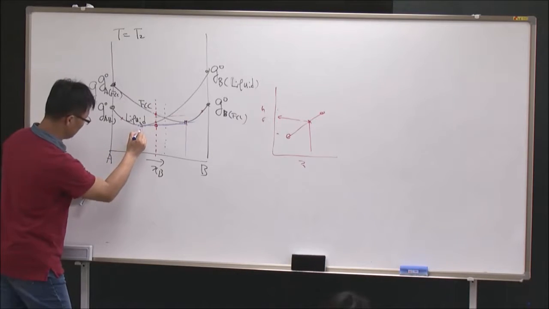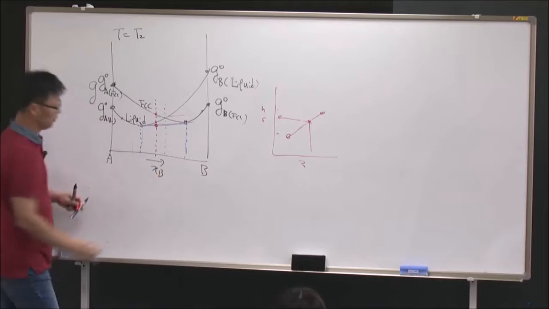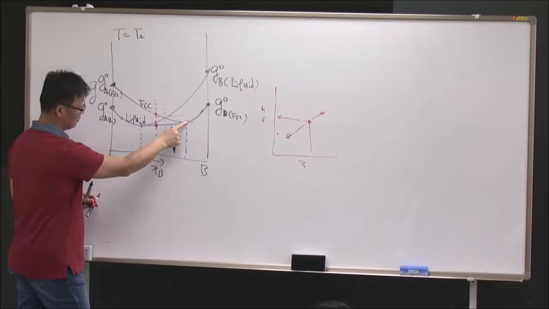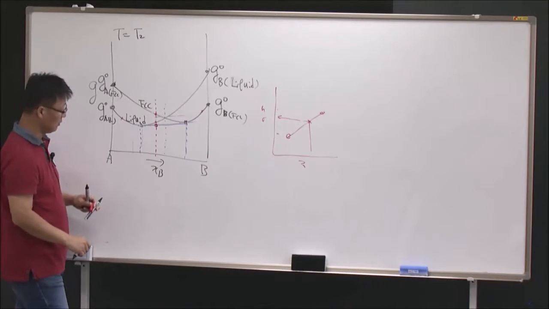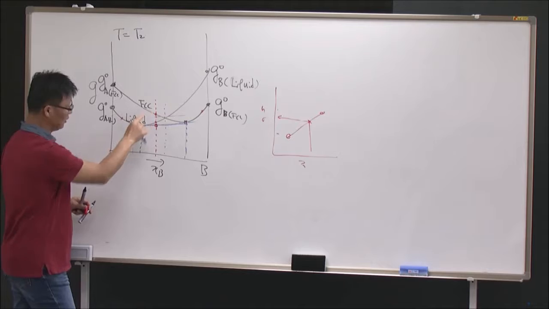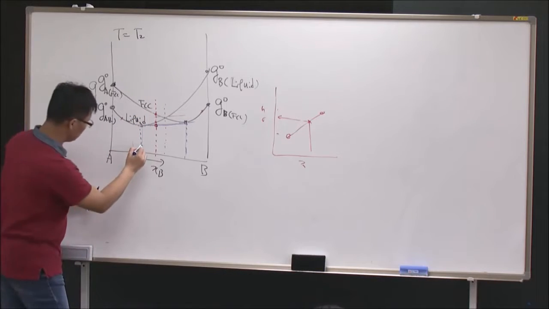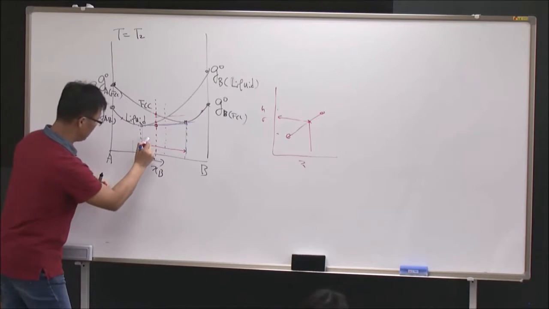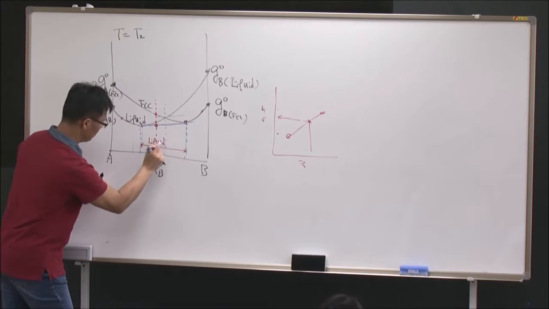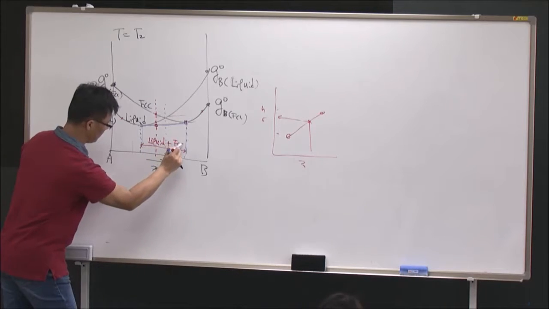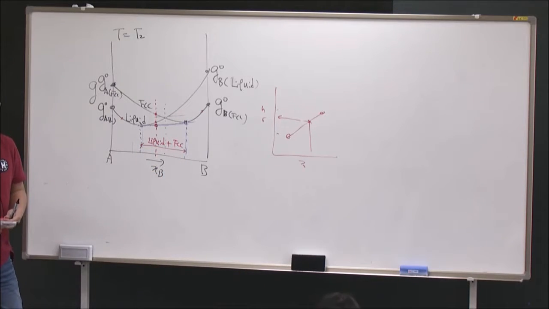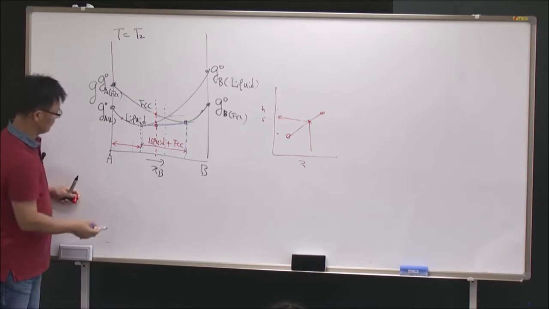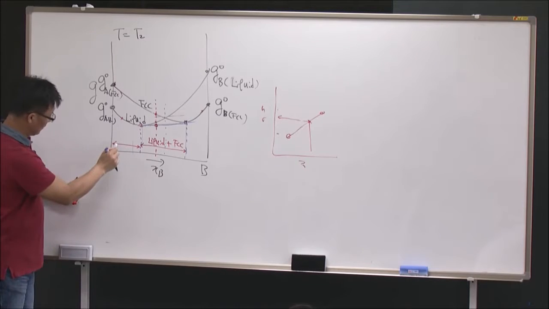Whatever the composition, if it is inside of these two common tangent points, then the liquid plus FCC combination here has a lower Gibbs energy than single liquid or single FCC phase. So inside of here, you have a liquid and FCC solution combination. And this side, you have liquid.